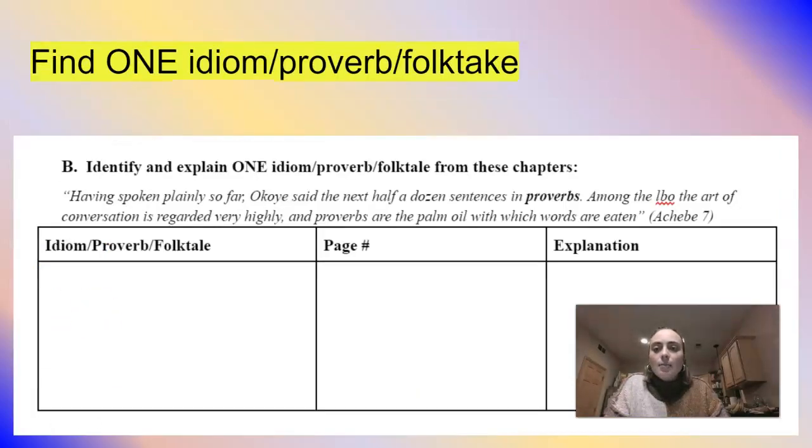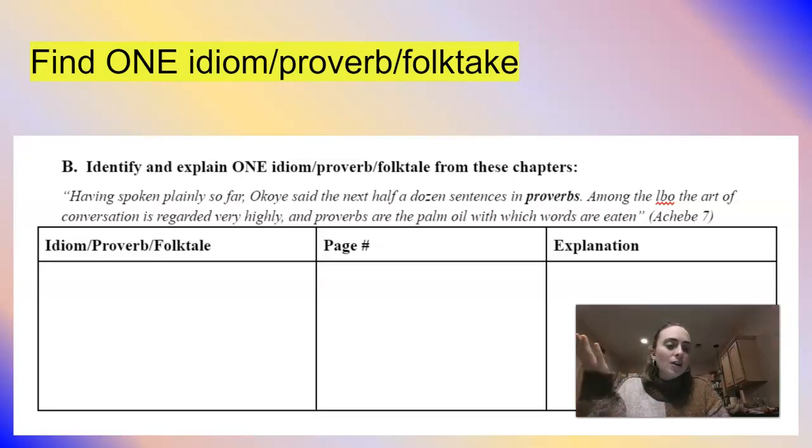The second step is to find one idiom or proverb or folktale. So remember, these are the three literary devices that Chinua Achebe uses to incorporate the African storytelling elements. An idiom, that's like a cultural expression that means something other than the literal. In the US, we say it's raining cats and dogs. That's an example of an idiom. It's not actually raining cats and dogs, it just means it's pouring rain, right?